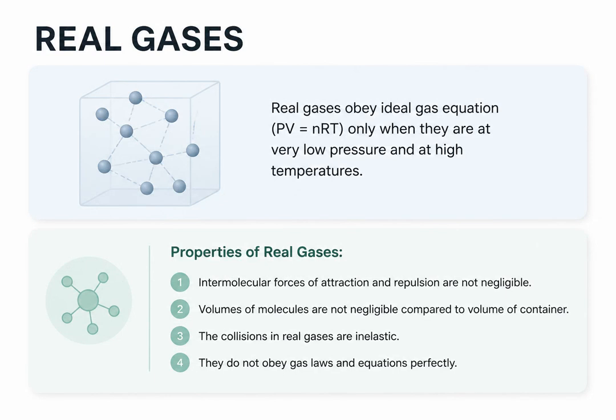Up to this point, we have relied on the assumptions of an ideal gas. However, real gases only obey the ideal gas equation, PV equals nRT, under specific conditions: very low pressure and high temperatures. Real gases differ from the ideal model in several key ways. First, their intermolecular forces of attraction and repulsion are not negligible. Molecules do interact. Second, the physical volume of the molecules themselves is not negligible compared to the container's volume. Third, collisions between molecules are not perfectly elastic, meaning some energy is dissipated. Because of these factors, real gases do not perfectly obey the standard gas laws.